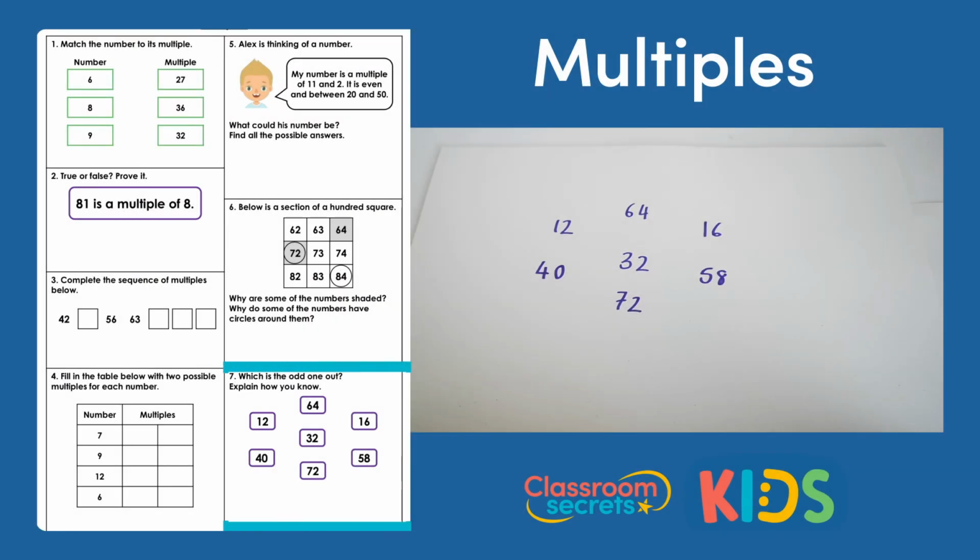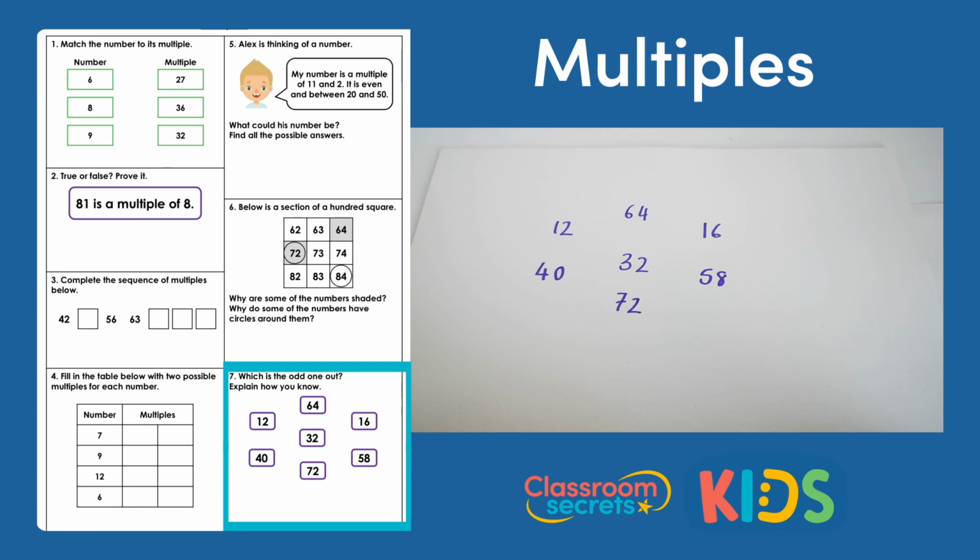The final question says, which is the odd one out? Explain how you know. Now there are a couple of options you can actually have for this question. Which one is the odd one out? They're all even, so they're all definitely part of the 2 times table. So they're all multiples of 2.